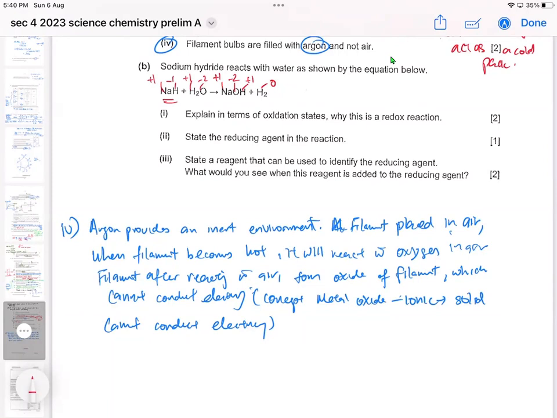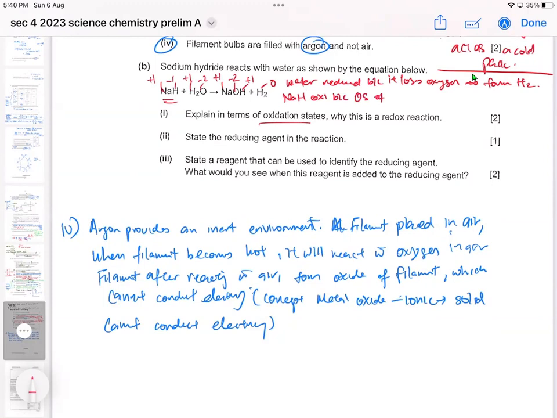So why is this redox? Two things. I can say water is reduced because it loses oxygen gas to form H2. Okay, H2O becomes H2, losing oxygen. And then for NaH, this one says in terms of redox or oxidation state, so I cannot use the oxygen. But anyway, I do the NaH first. NaH has in this case been oxidized.